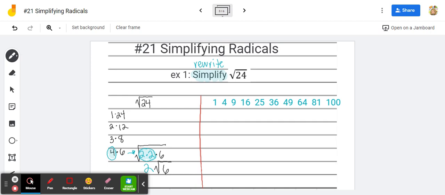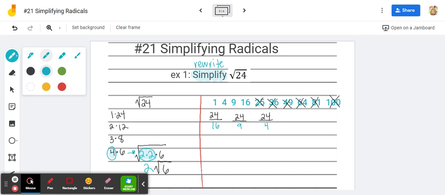All right. So another method that you could use is, instead of writing a bunch of multipliers, use the number 24 in your list of perfect square numbers. 24 is way smaller than 25. So we're going to mark out all of the perfect squares that won't work. And now we're going to test all of the ones that are a possibility. You're going to use your calculator and take 24 divided by 16. That gives us a decimal, which means that I cannot use this one.